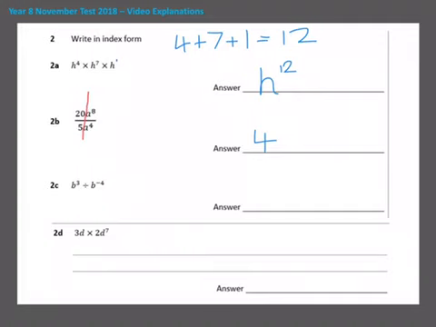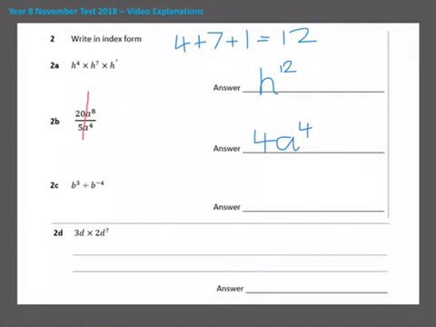And then on the right hand side we're going to consider the powers. So we have the same base a, so we're going to do 8, and because it's divided that means we subtract the other power. So 8 subtract 4, which is 4, so our final answer is 4a to the power of 4.